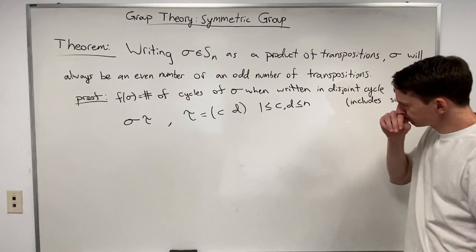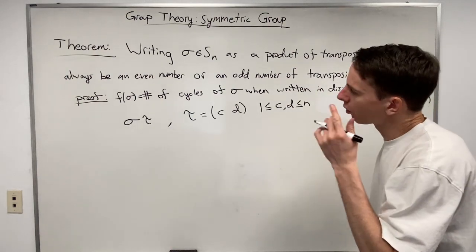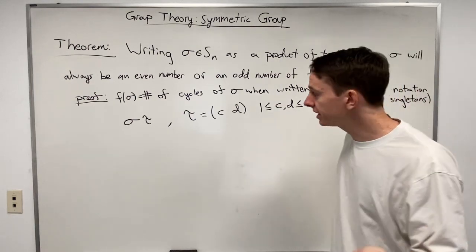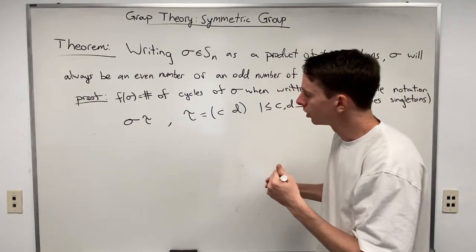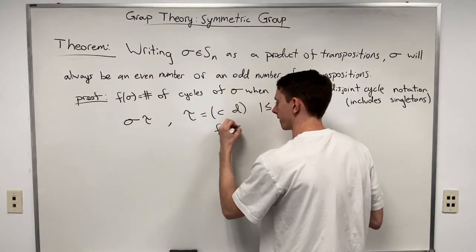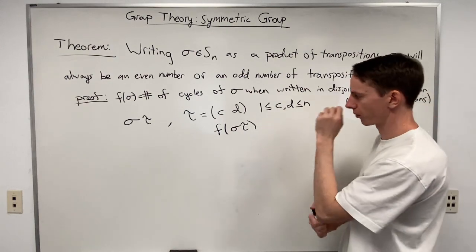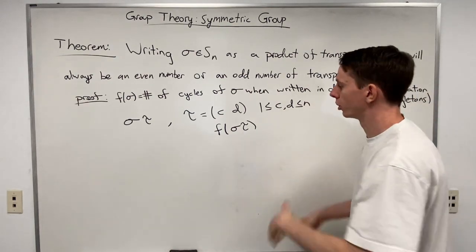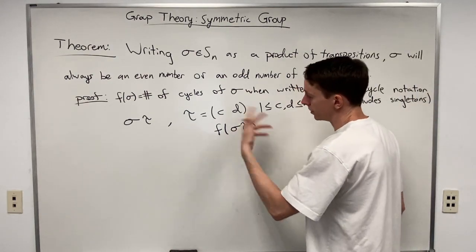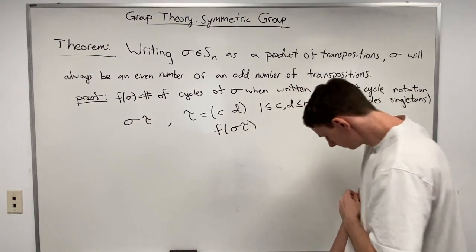So if we have this, basically what our immediate goal is, is to determine the value of f of sigma tau, and we'll see why this is going to be important in a second. So what is the number of these disjoint cycles for this combined reshuffle?